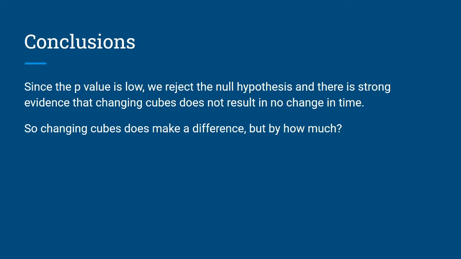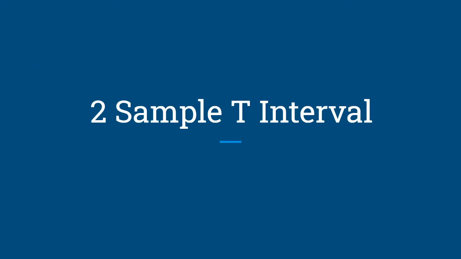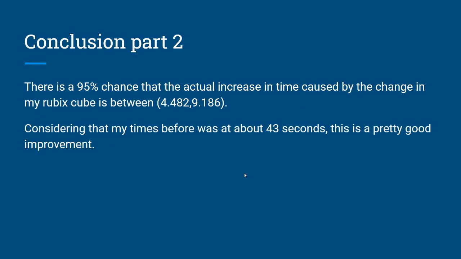Since the assumptions and conditions were already stated before, I'm going to do a 2-sample t-interval. I decided to do a 95% confidence interval and just plug it into the equation, and then you get it out. My confidence interval is around 4.5 to 9.2. My conclusion is that there's a 95% chance that the actual increase in time caused by the change in my Rubik's Cube is between 4.5 and 9.2.